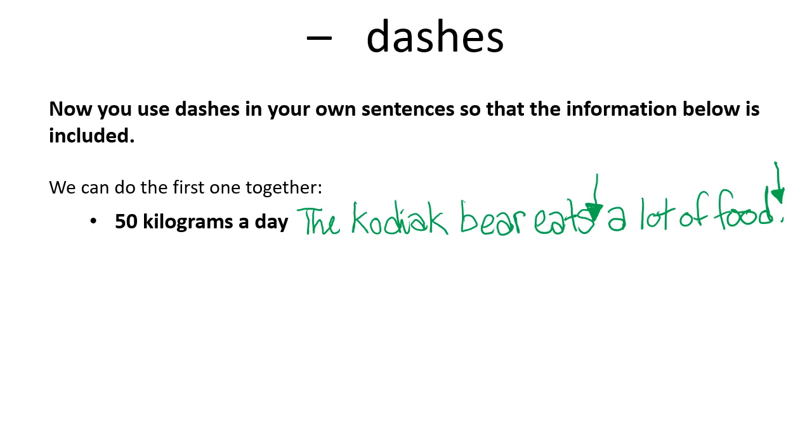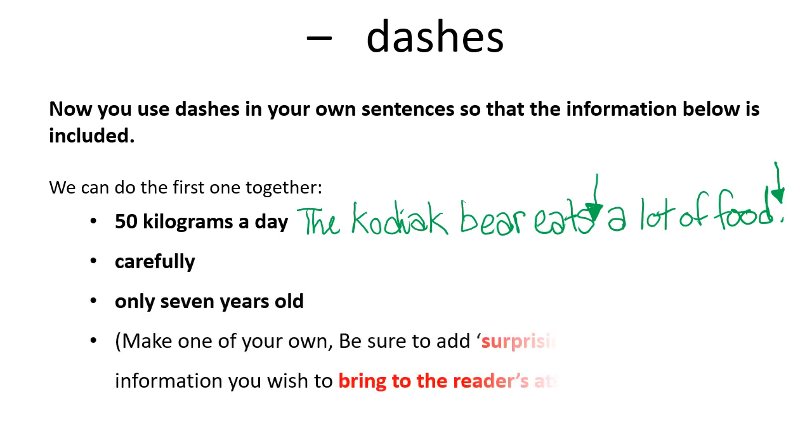Okay, that's a sentence that makes sense by itself, but we've added a surprising fact that it eats 50 kilograms of food a day. Now, I want you to make a sentence that makes sense and then add the word carefully somewhere to that sentence. So it's probably an instruction telling someone to do something, but it's important that you bring to the reader's attention that they do this thing very carefully. Maybe it's something where they're using a knife or a pair of scissors.